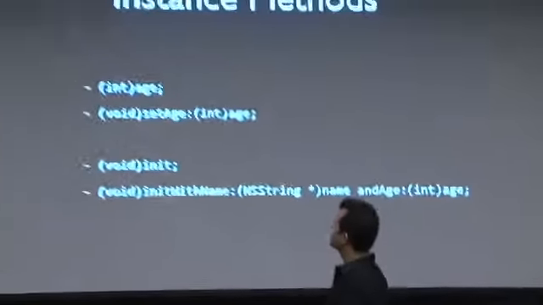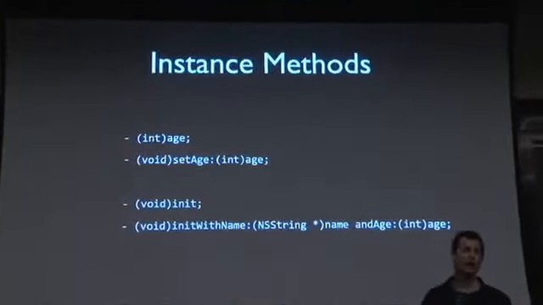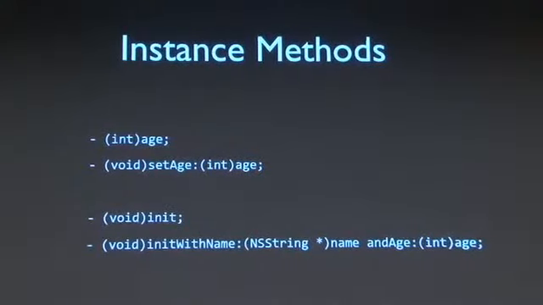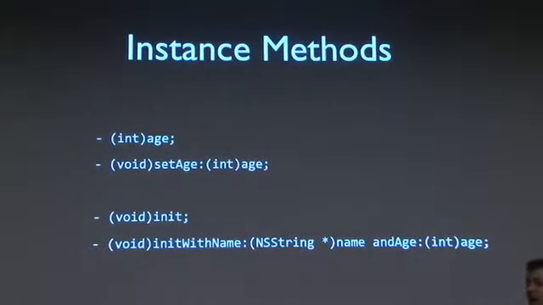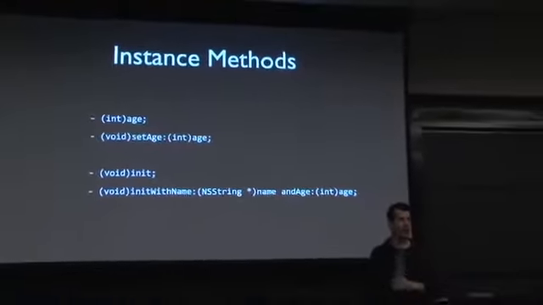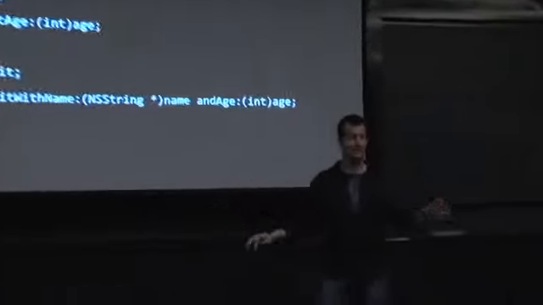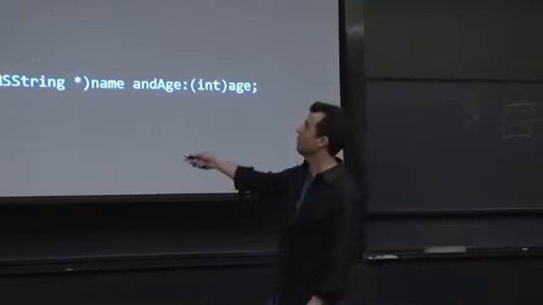So here are some sample instance methods that might exist. For instance, in a student class, I might have a getter for a student object's age, and by convention, that's just going to be called something like age. The Objective-C world does not declare instance methods like get age, get foo, get bar, get baz. Just say what you want. Don't say get, just say the name of the variable in question that you want the value of.